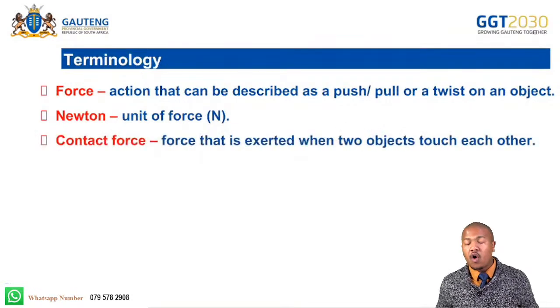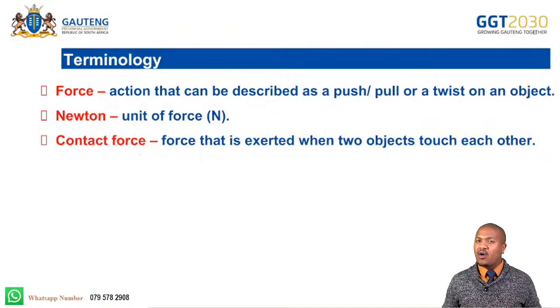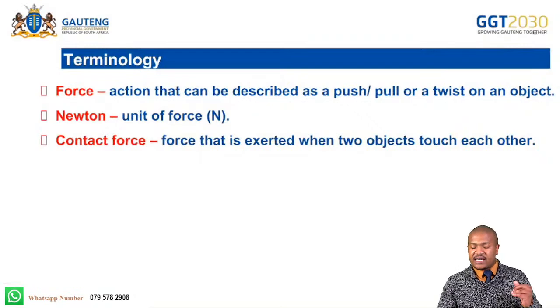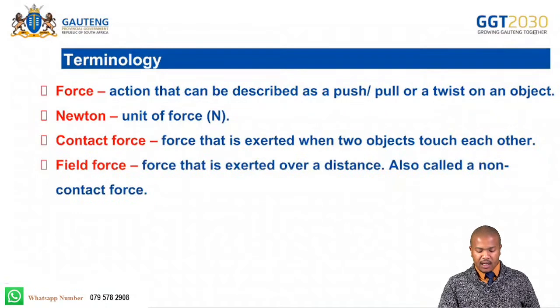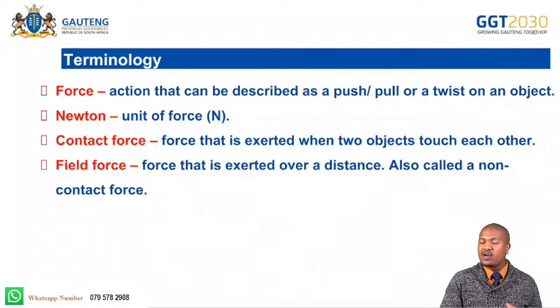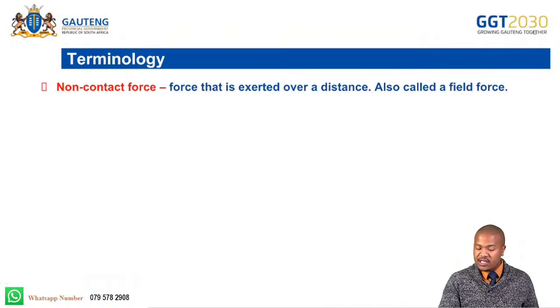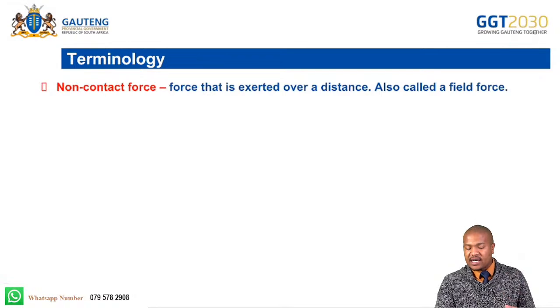Also, we have contact force, which is the topic we engaged with in the last lesson. Contact force is the force that is exerted when two objects touch each other. Then we have field force, which is a force that is exerted over a distance. Field force is a synonym for non-contact forces. So non-contact forces are forces that are exerted over a distance without the objects touching each other.